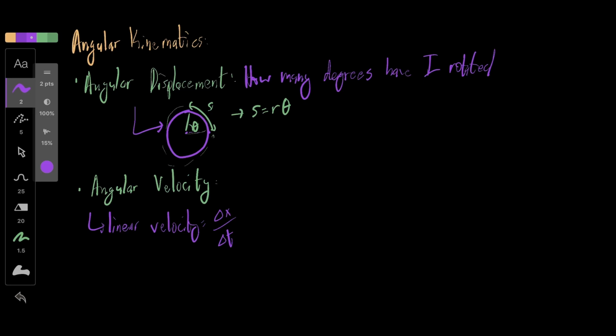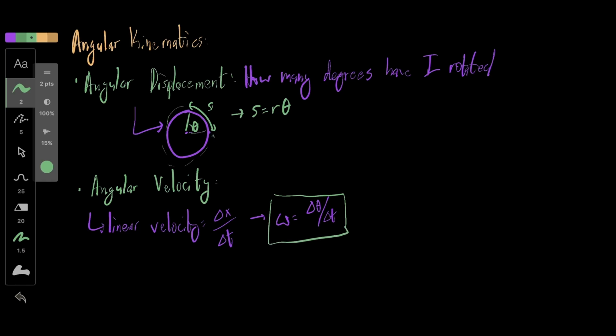What really happens, though, is that since linear velocity is equal to that, you would think that angular velocity, or we call it omega, is equal to angular displacement over time. And if you thought that, you would be absolutely correct. This is exactly what angular velocity is.